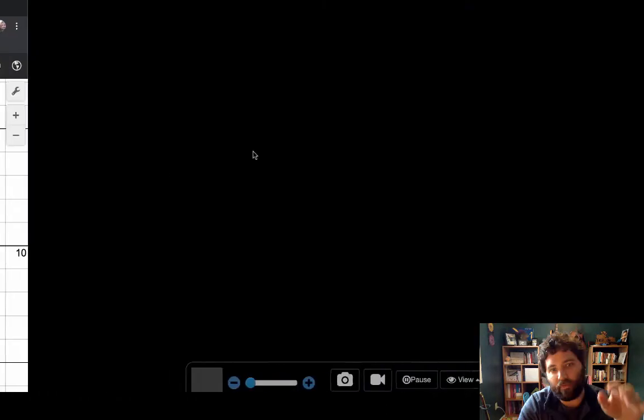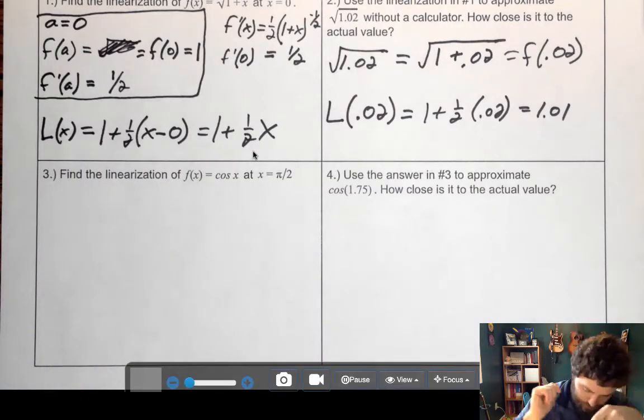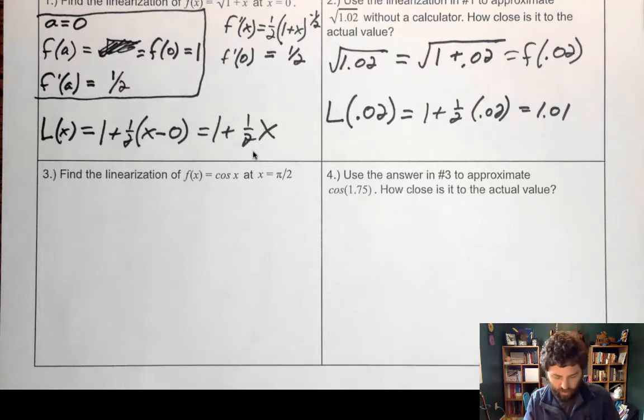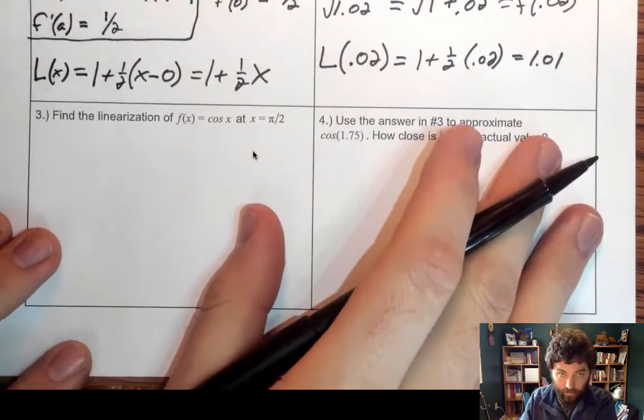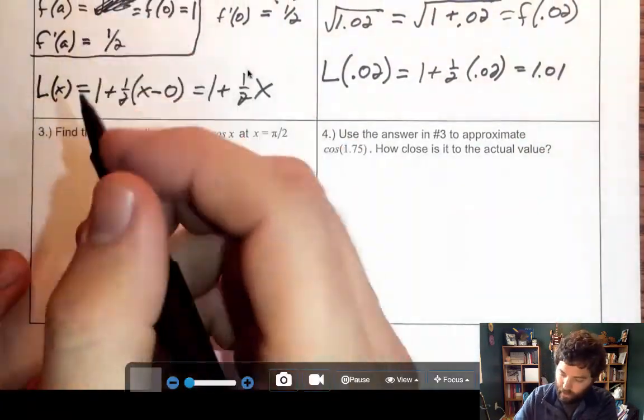All right, let's jump over here. Let's do the last examples. Find the linearization of f of x equals cosine of x at x equals pi over 2. You should give this one a try and see how it goes. All right, I'm going to work it out here for you then.